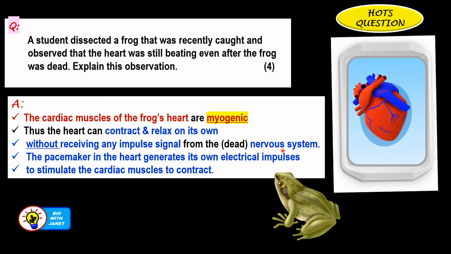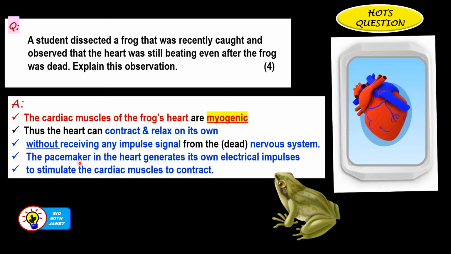So anyway, the nervous system is already dead. Okay, the frog is dead already. The brain has died also, but the heart can still beat because the cells are still alive. The cells that are called the pacemaker in the heart are still generating the electrical impulses to stimulate the cardiac muscles to contract. All right.